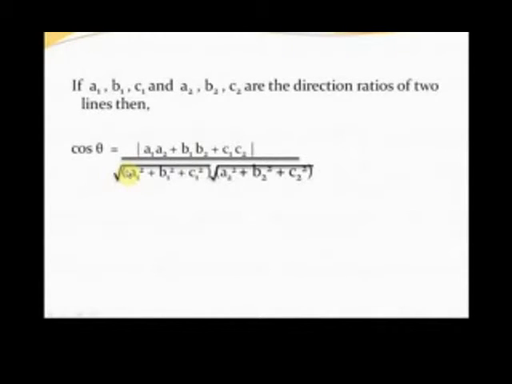Thus the cosine of the angle between any two vectors a and b given the direction ratios is equal to modulus of a1 a2 plus b1 b2 plus c1 c2 divided by under root of a1 square plus b1 square plus c1 square into under root of a2 square plus b2 square plus c2 square.